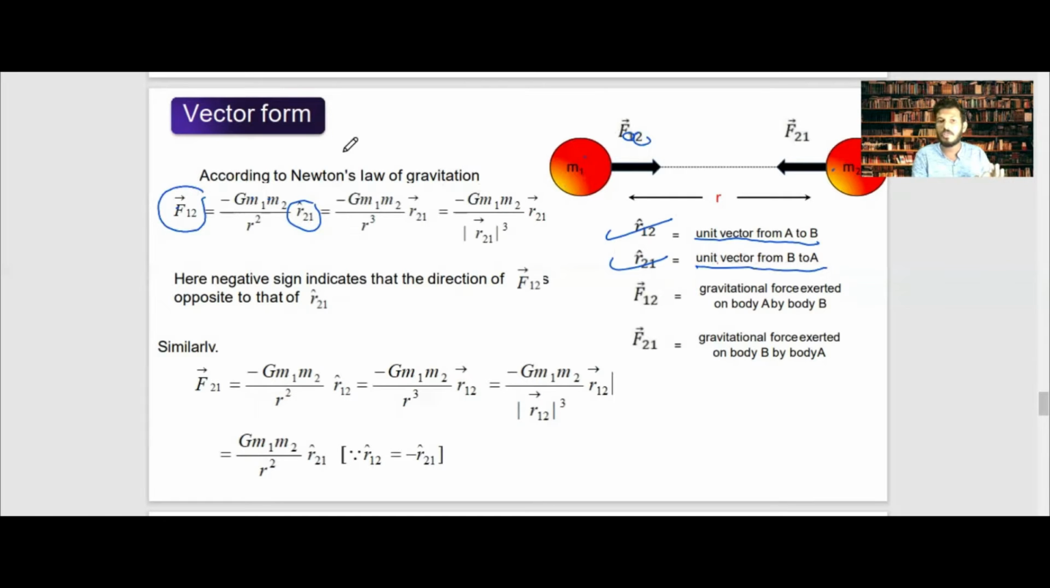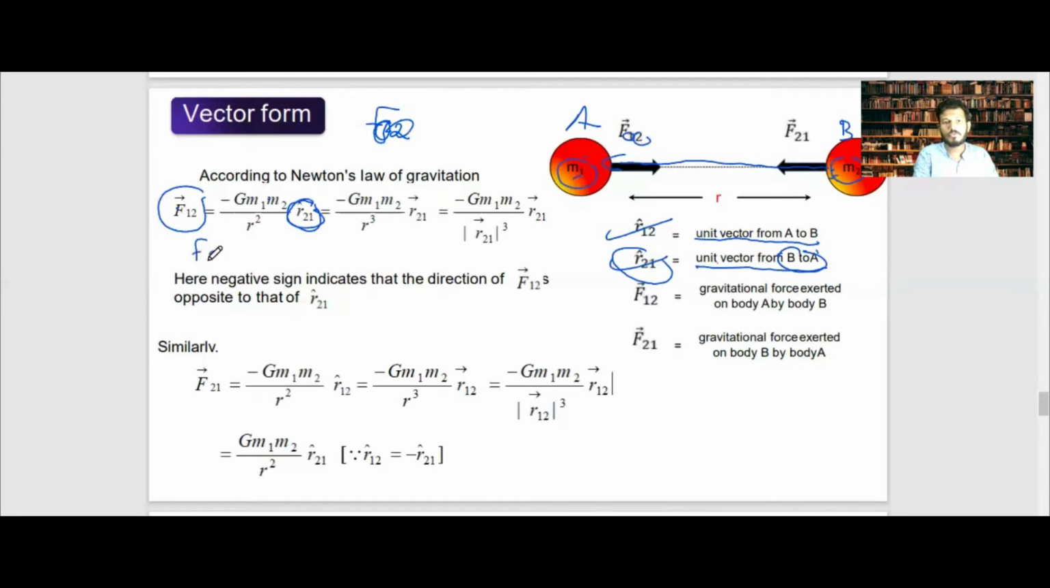So listen carefully. F12 means force on 1. That means M2 is acting a force on 1. So the unit vector is from M2 to M1. That is B to A. That is r21. This is A and this is B. A has a mass M1, B has a mass M2. For calculating F12, that means force on 1 due to 2, the unit vector is r21. r21 is the unit vector from B to A.